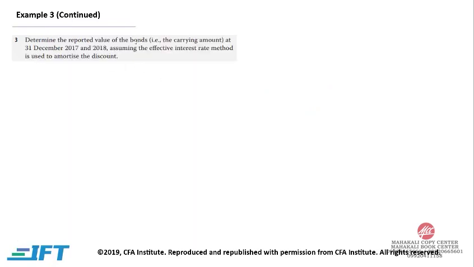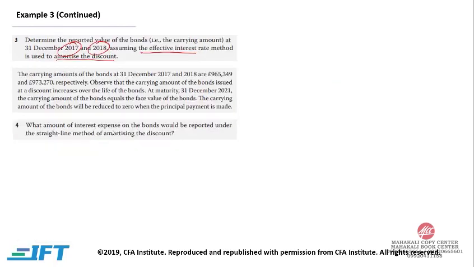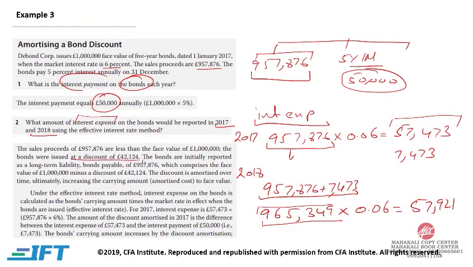Determine the reported value of the bond, that is carrying amount at the 31st December 2017 and 2018, assuming the effective interest rate method is used to amortize the discount. So effective interest rate method is being used. So in 2017 and 2018, we have just established these are our carrying amount. Now what amount of interest expense on the bond would be reported under the straight line method of amortizing the discount? Now what was our discount value?